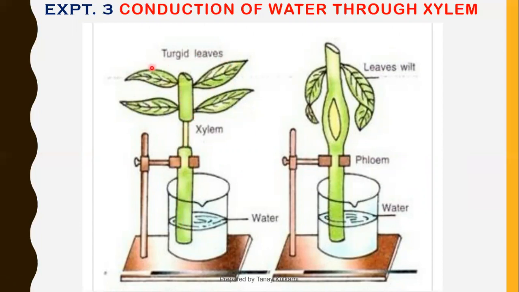It will be found that the leaves of the first twig remain turgid and stand out almost normally. But in the second beaker, the second twig, the leaves will get wilted and droop down. This will prove that water is conducted upward by the xylem, because we have damaged the xylem over here. That's why the water will not reach the leaves.